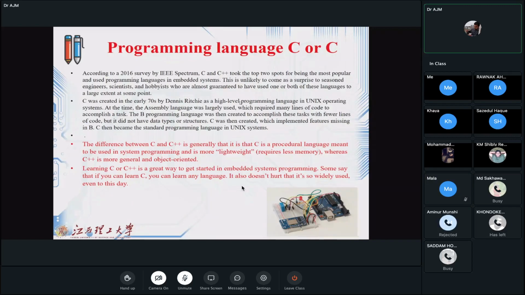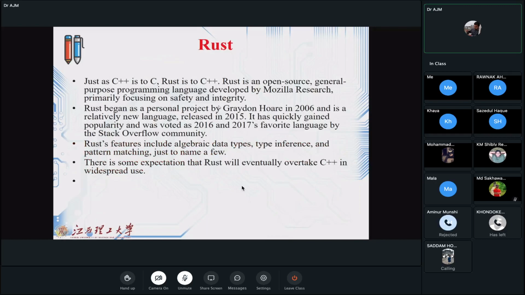You go through C and C++ because there are lots of new and nice things that happened in embedded boards and embedded systems, one of them being this board. I mean Arduino, as you can see, the Arduino board, which works on C and C++. There was even a survey in 2016 which showed that C and C++ are top ranked, which people prefer to use as embedded languages. We have more languages, something like Rust, which is similar to C++. Rust is another open source language developed primarily by Mozilla Research, and they are focusing on safety and integrity.